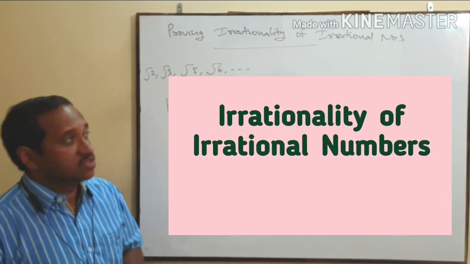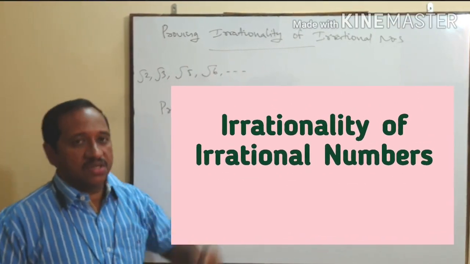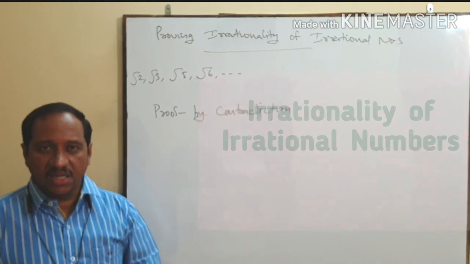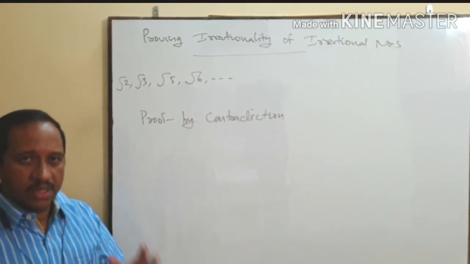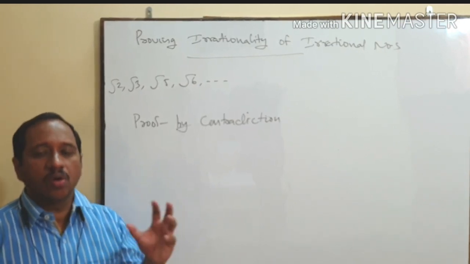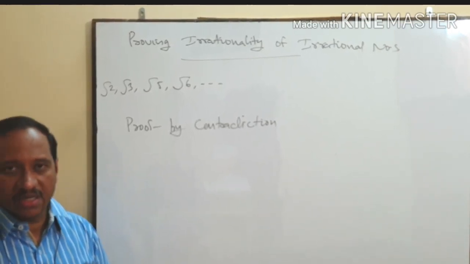My today's topic is proving irrationality of irrational numbers. You know what is an irrational number? A number which cannot be written in the form of p by q, where p and q are integers and q is not equal to 0, is called an irrational number.